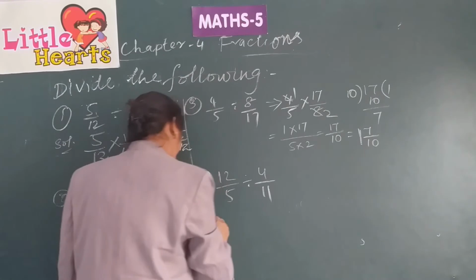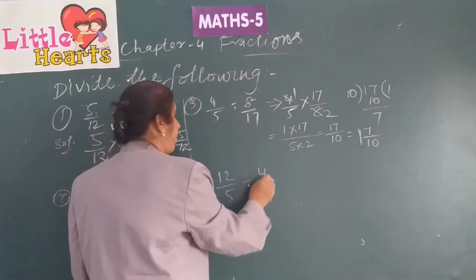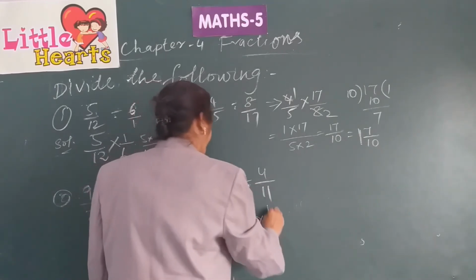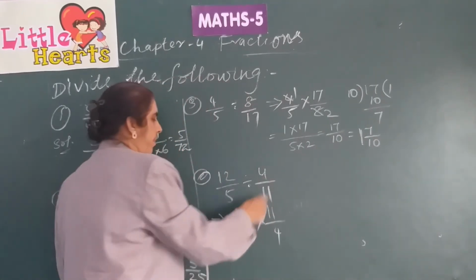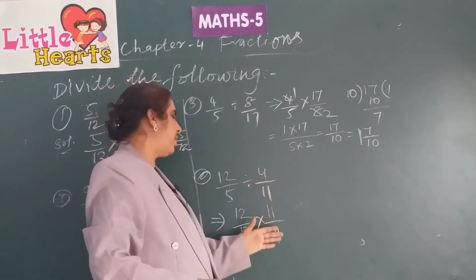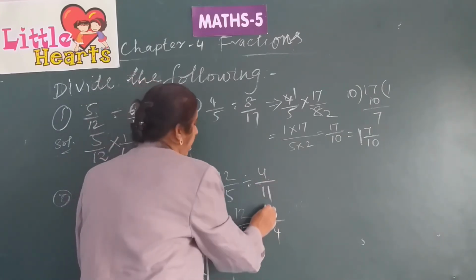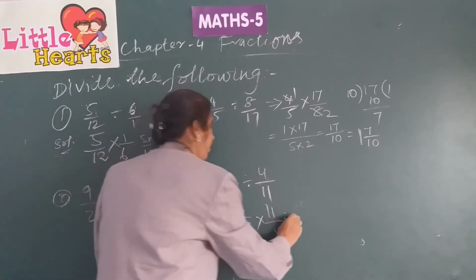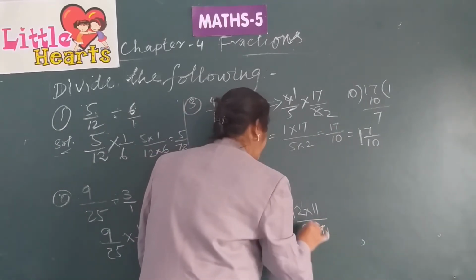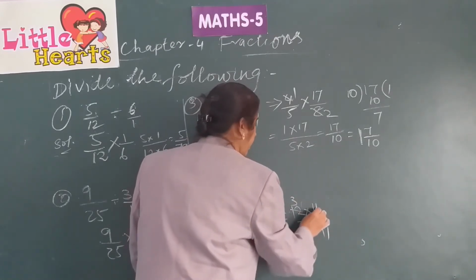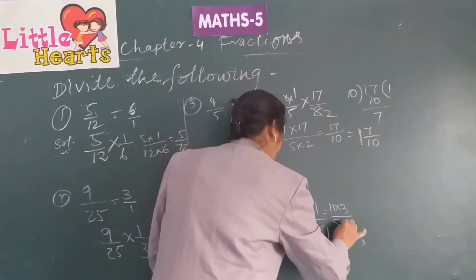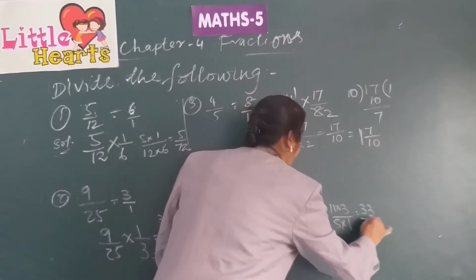And coming to this fraction, 12 by 5 divided by 4 by 11. 12 by 5, division becomes multiplication, and 11 by 4. The second fraction, or the divisor, should be reversed, or the multiplicative inverse should be written. 4 by 11 inverse is 11 by 4. 12 into 11 by 5 into 4. 4 ones are 4, 4 threes are 12, these two get cancelled and these cannot. So 11 into 3 by 5 into 1, that is equal to 33 by 5.